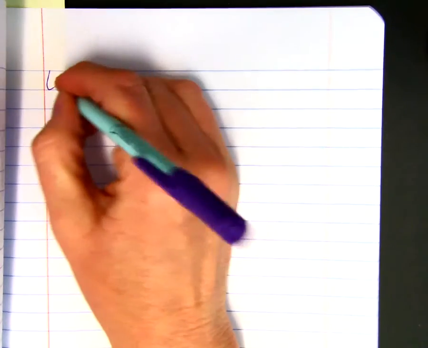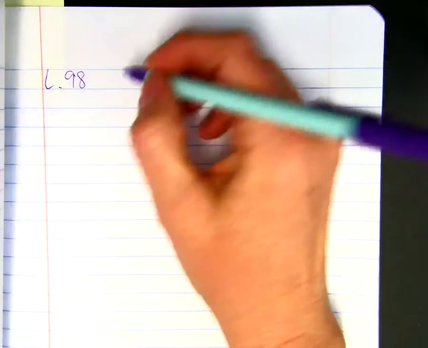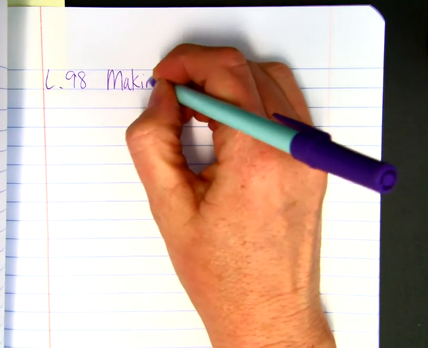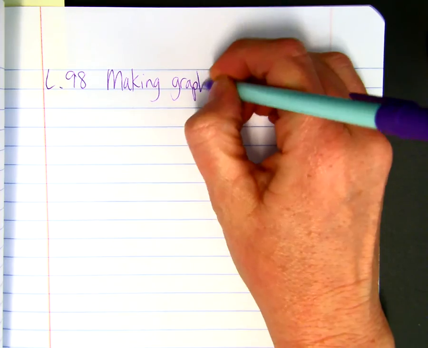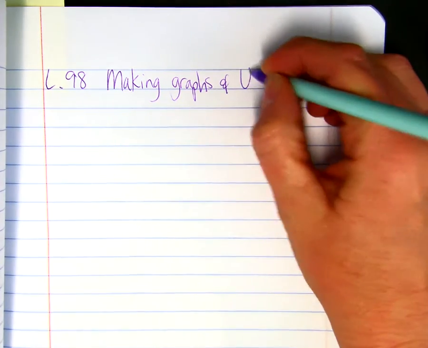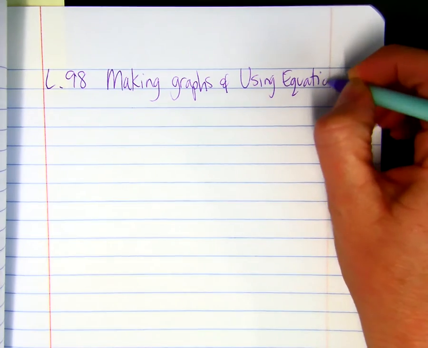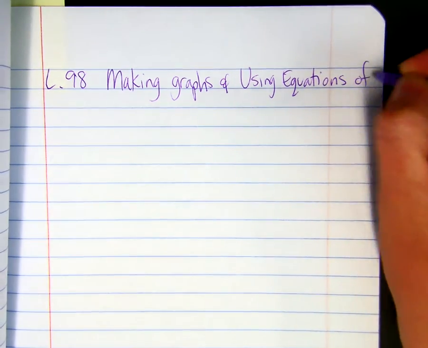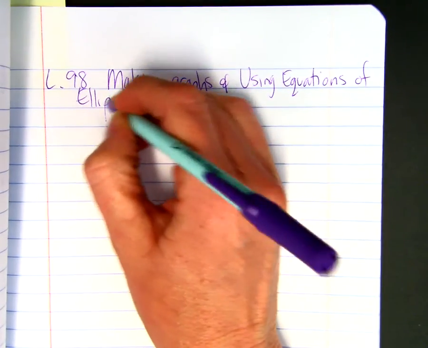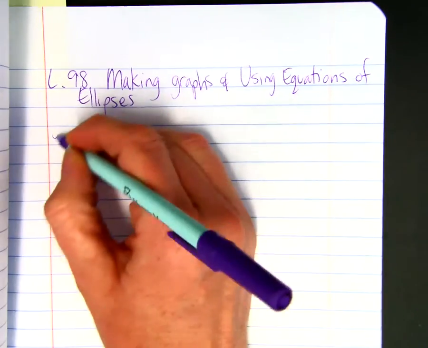Lesson 98, making graphs and using equations of ellipses. This is a lot of information, so if you take really good notes, you should be able to come back and look at them and follow examples and all that stuff, okay?